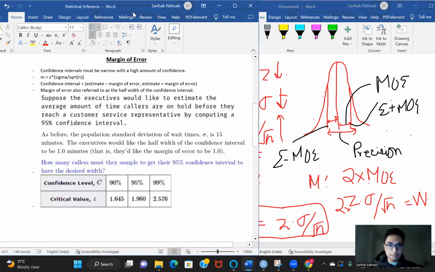Now let us look at an example. Suppose the executives would like to estimate the average amount of time callers are on hold before they reach a customer service representative by computing a 95% confidence interval. As before, the population standard deviation of the wait times is 15 minutes. The executives would like the half width of the confidence interval to be 1 minute. How many callers must they sample to get their 95% confidence interval to have the desired width?